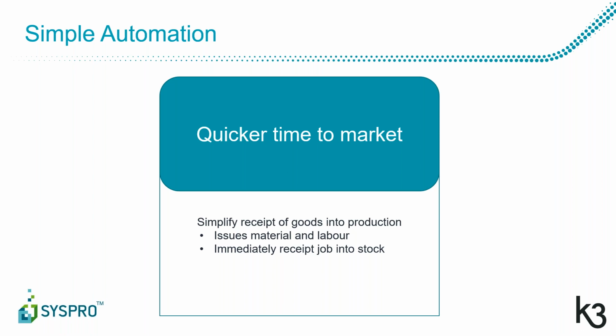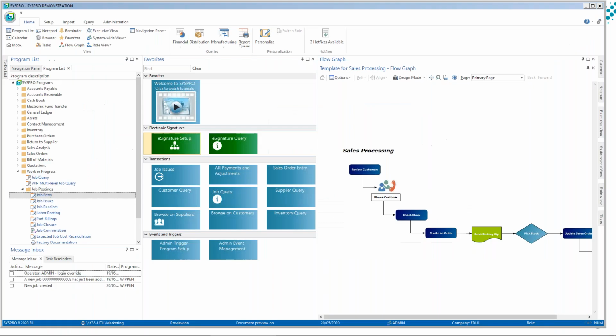So what I'm going to do is jump directly into SYSPRO. What I'm showcasing today is SYSPRO 8. However, the functionality that we're covering is available in previous versions of SYSPRO as well, all the way from SYSPRO 6.1 and higher. Now, we're talking about job issues. I'm going to go ahead and launch my job issue program.